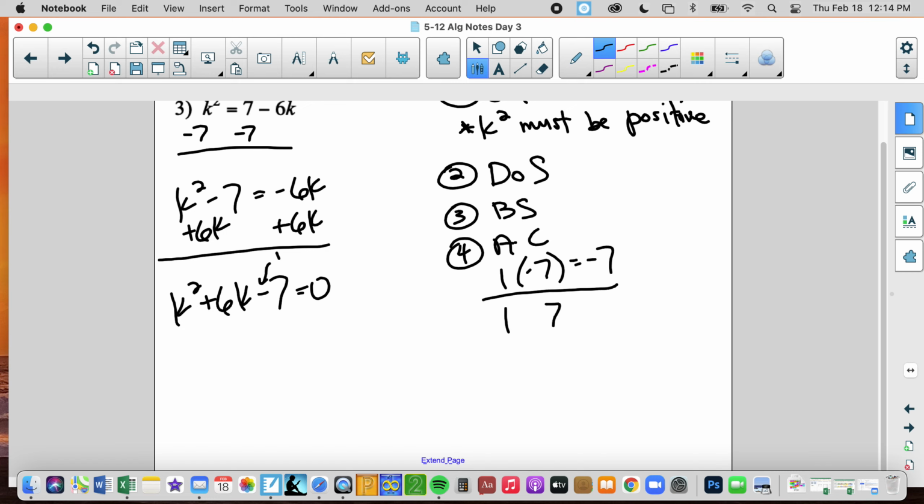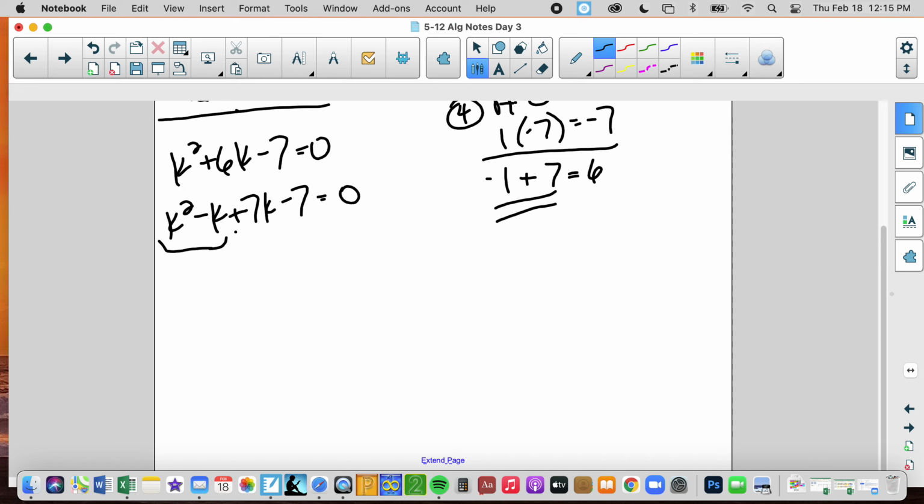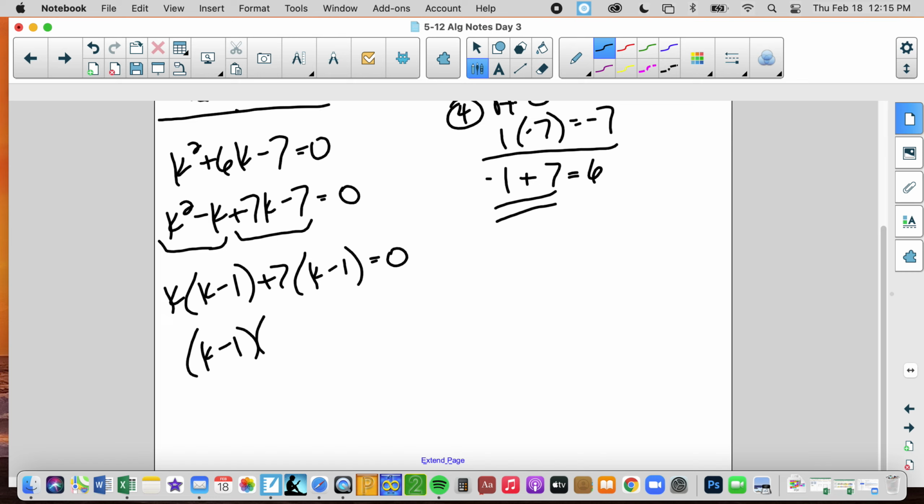So that becomes k squared minus k plus 7k minus 7. I changed the positive 6k into this because that simplifies to those two same things. Equals 0. Now we're going to group. We're going to pull out a k, and you get k minus 1. We're going to pull out a 7. You get k minus 1 equals 0. They both have a k minus 1, so we'll pull that out. And when you pull it out, you're left with k plus 7.